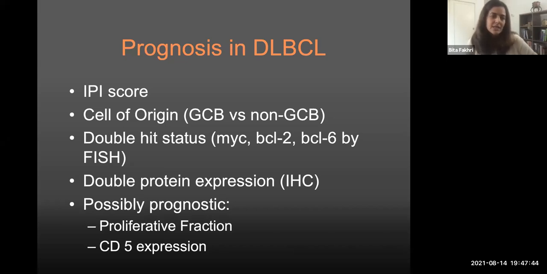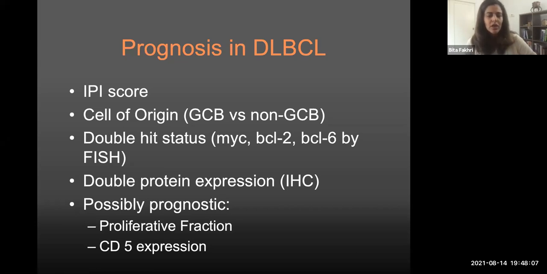One of the more recent prognostic features is cell of origin that I'm going to spend some time on and make sure that we all get that. I'm going to talk about double hit status or gene rearrangement in MYC, BCL2 and BCL6 by FISH. I'm going to spend some time talking about double expressor DLBCL.